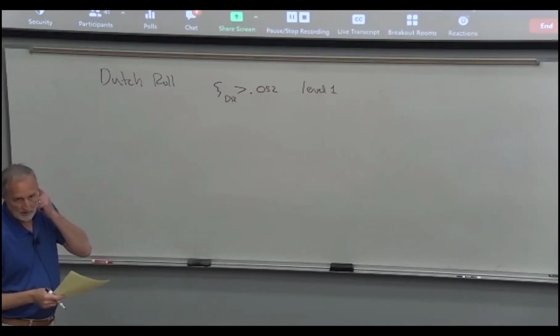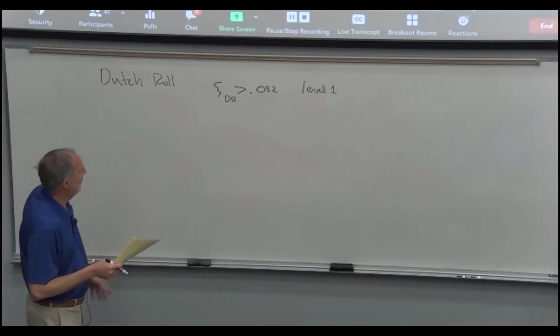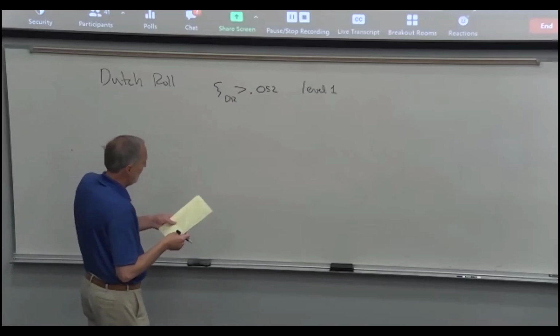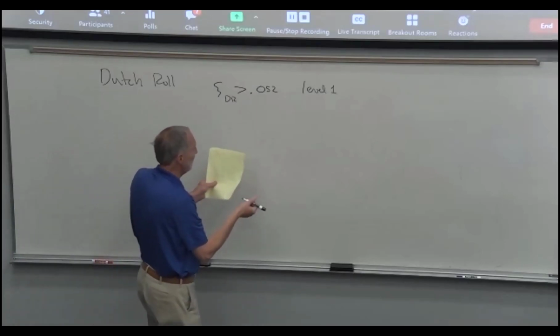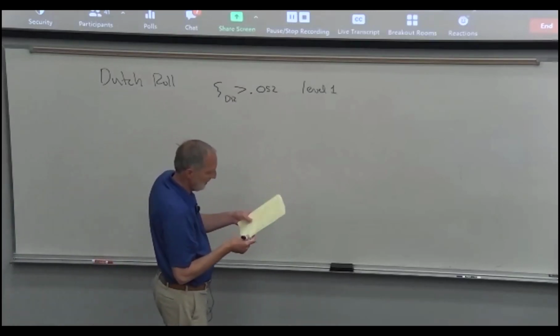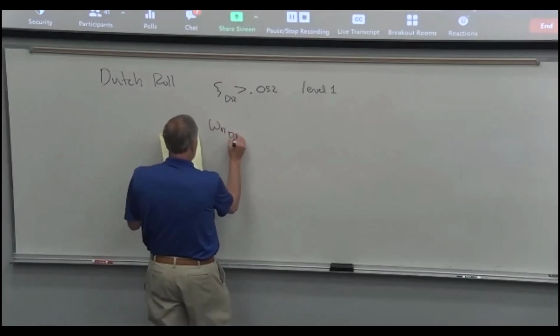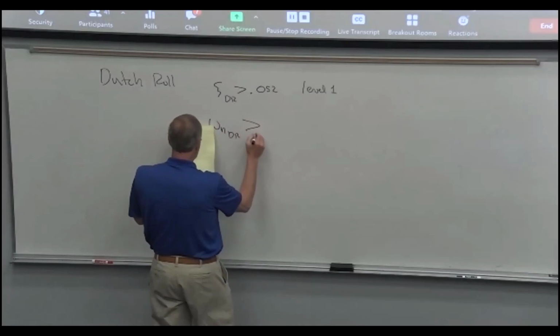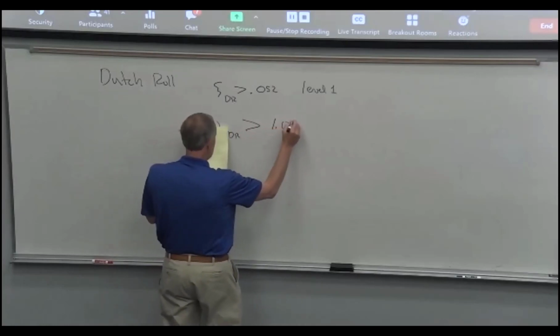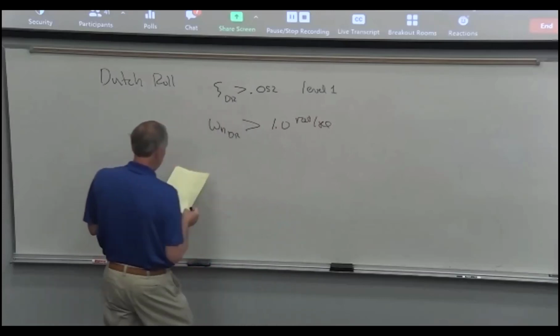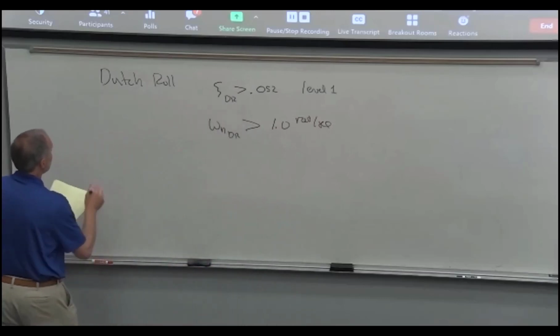There's a whole chapter in the textbook that we use for 714 that covers all of the various different contingencies and aircraft types. But what I'm showing you here is for Part 23 aircraft, which are civilian aviation aircraft. And the natural frequency has to be greater than 1.0 radians per second. So those are the specs.